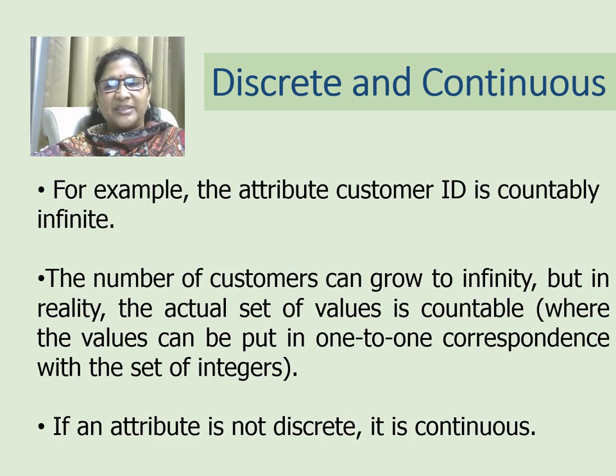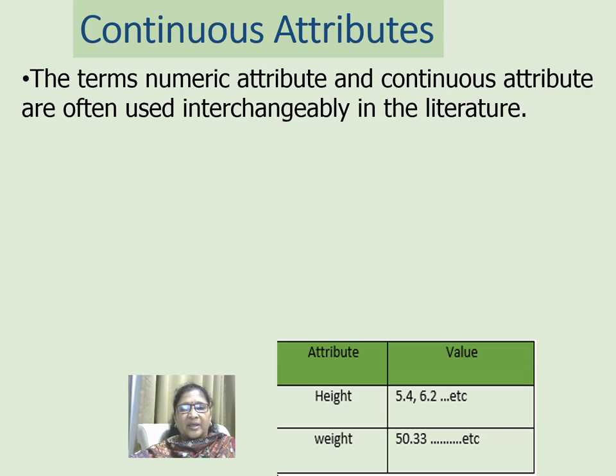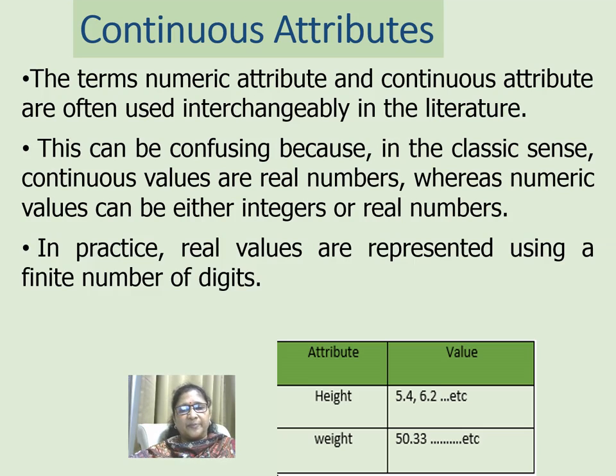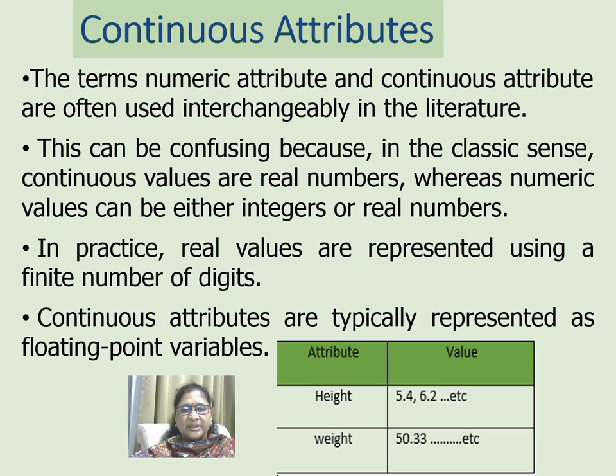If an attribute is not discrete, then it is said to be continuous. The terms numeric attribute and continuous attribute are often used interchangeably in literature. This may be confusing because in a classic sense, continuous values are real values, whereas numeric values are integers or real values. In practice, real values are represented using a finite number of digits. Continuous attributes are typically represented using floating point.